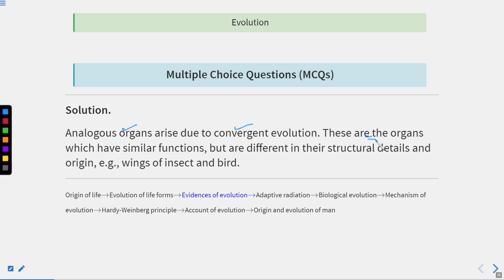Okay, so these organs have similar functions but are different in their structure. For example, wings of the insect and the bird. So you can see the wings of the insect and the bird, they have the similar function of flying, but the structure is different. Okay, so analogous organs arise due to convergent evolution.